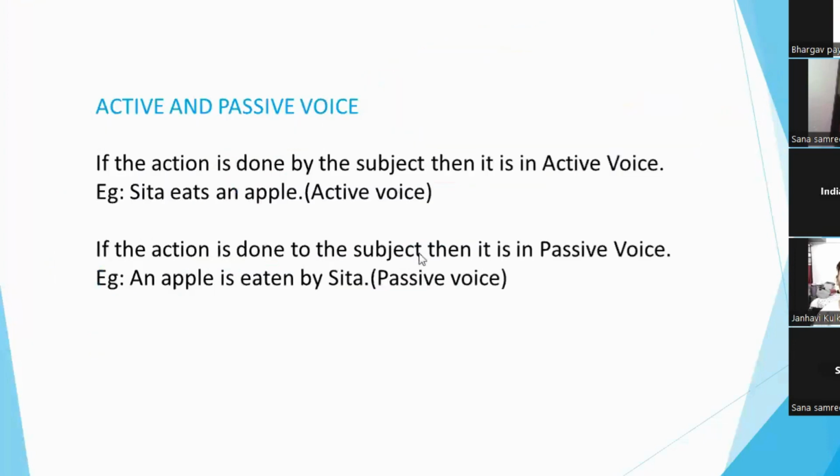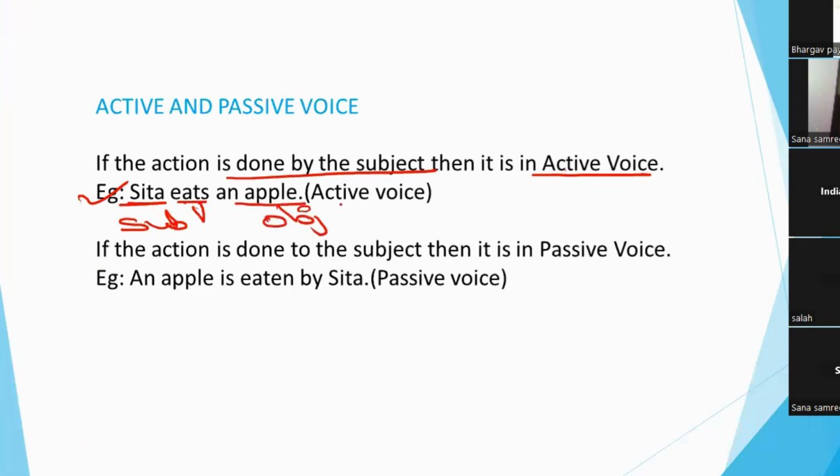Next. What I told you, if the action is done by the subject, if the subject is doing some action, then we can say the given sentence is in the active voice. For example, if I take the example Sita eats an apple, can anyone tell me what is the subject in this sentence? Sita. Yes, Sita is our subject. Now tell me what is the verb in this sentence? Eats. Yes, eats is our verb. Now tell me the object. Apple. Yes, apple is our object.